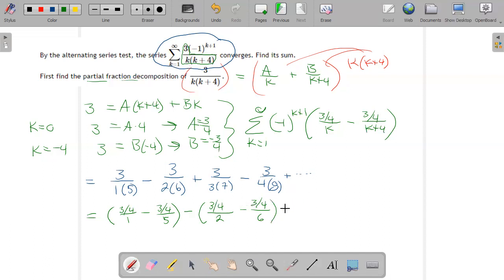And here I'm going to list a few more because I want to illustrate what's going to happen in terms of what the telescope means. 3/4 over 3, minus 3/4 over 7. Do 2 more. Minus 3/4 over 4, minus 3/4 over 8. And then the next one will be 3/4 over 5 minus 3/4 over 9. And this is just going to keep on going. Dot, dot, dot.